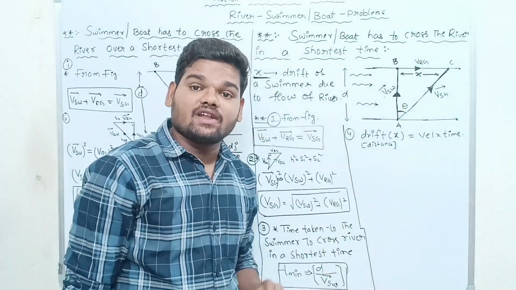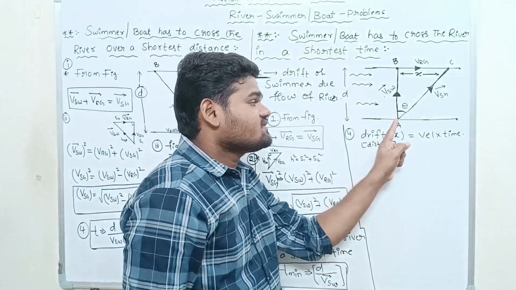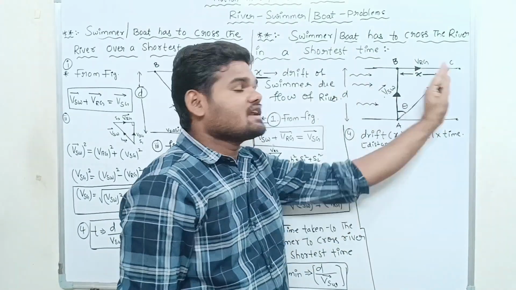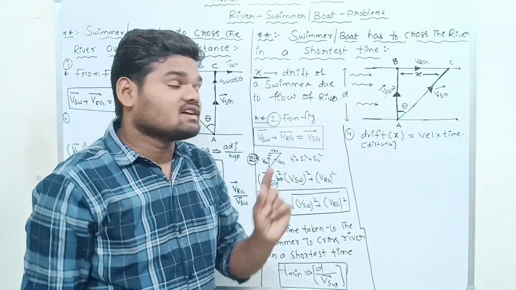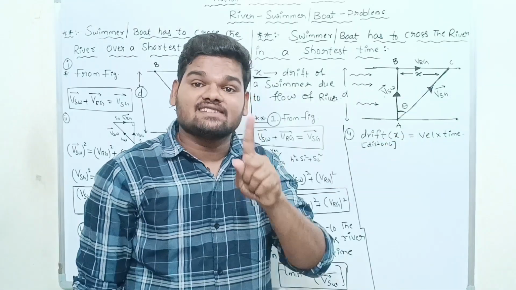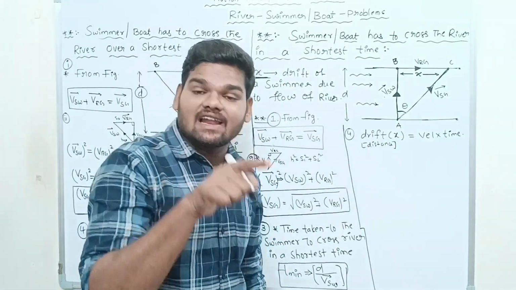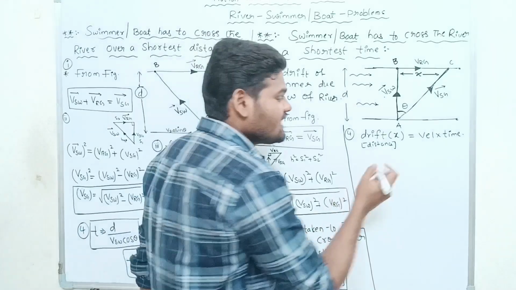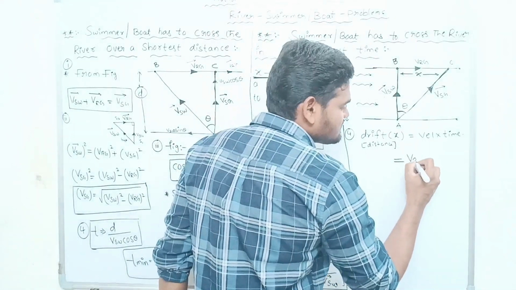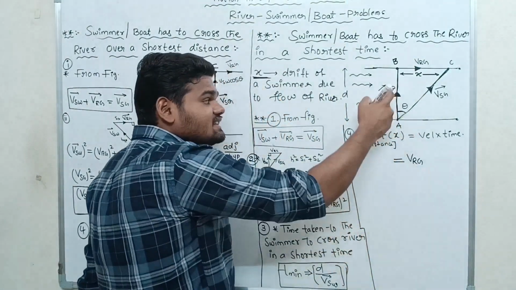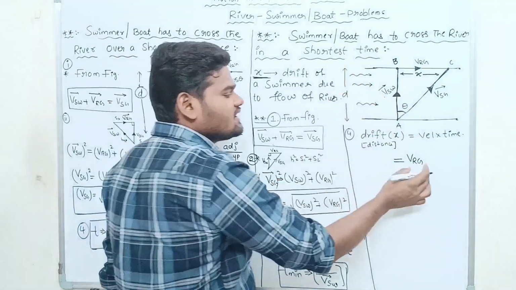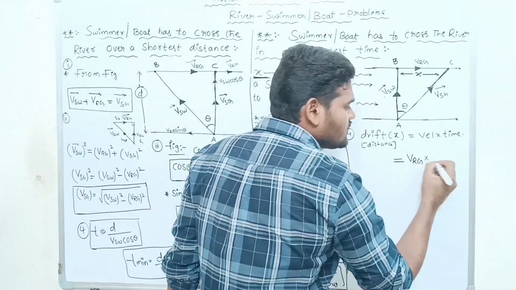Which velocity do we have to take? Have a look. This swimmer can be drifted due to the flow of water. Then which velocity do you have to take? You have to take the velocity of river with respect to ground, because this swimmer can be drifted due to this velocity into time.